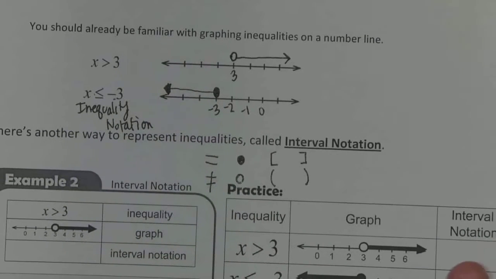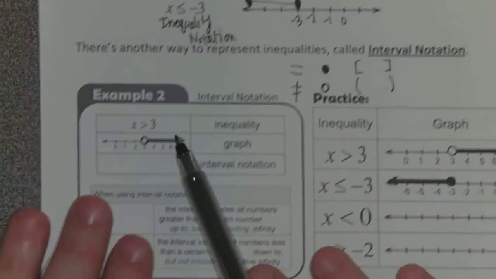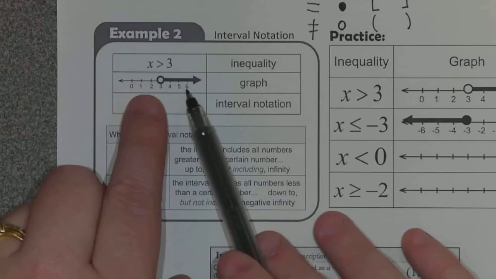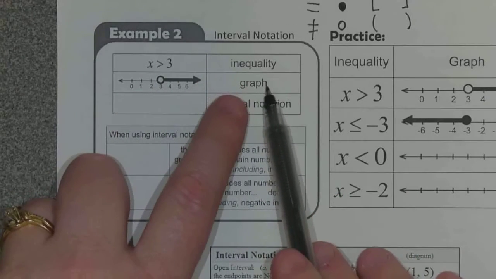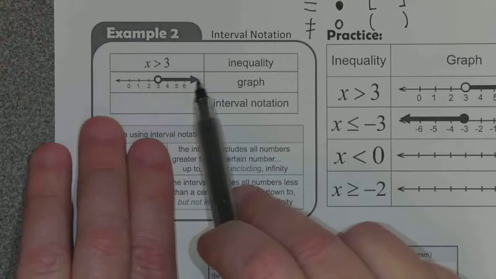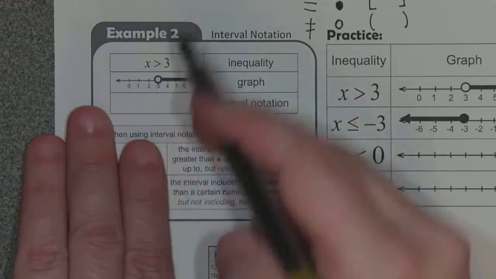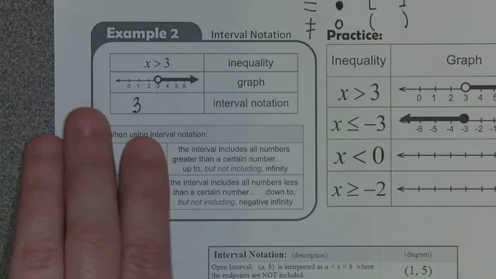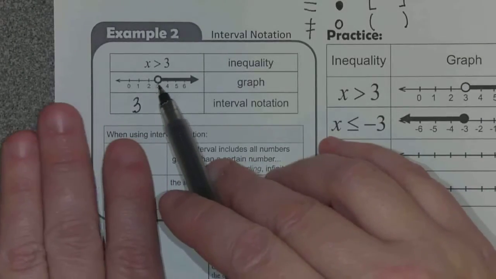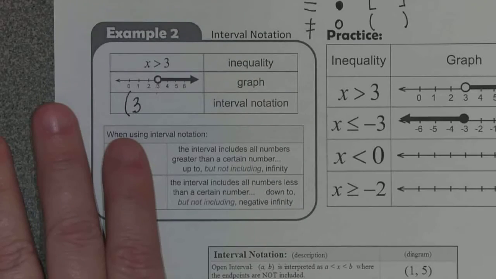So just to jump down and look at what we're talking about here, this graph that we did up here is now an example down here. X is greater than 3 is graphed here. This is inequality notation, graph notation, and I'm going to write interval notation. So I'm going to look and see how far to the left my graph went. My graph went to 3, but was it equal to 3 or not equal to 3? Because of the open circle, I know it's not equal to 3, so I'm going to put a parenthesis there.